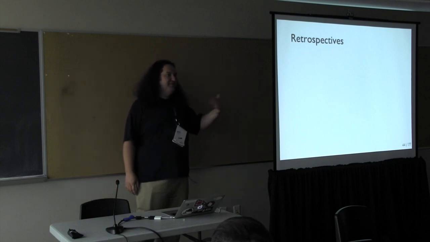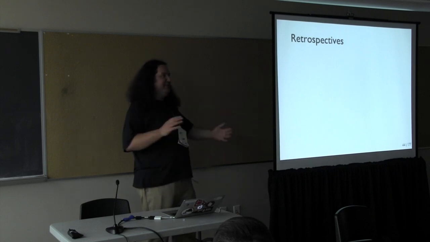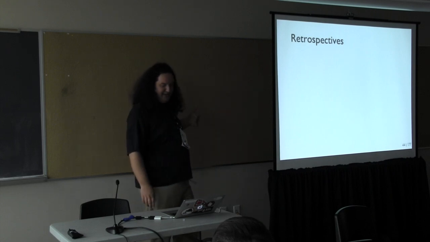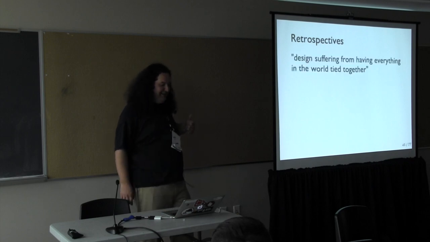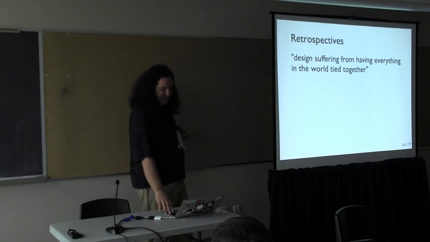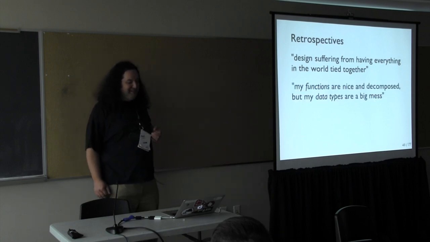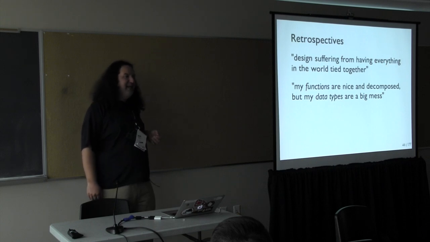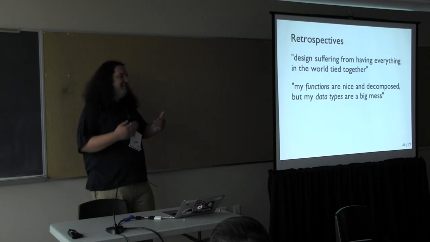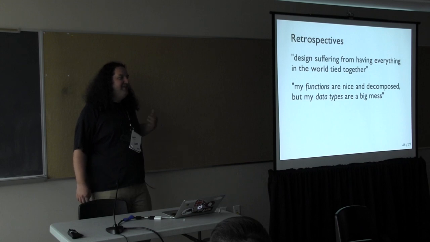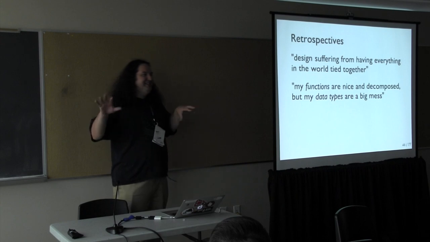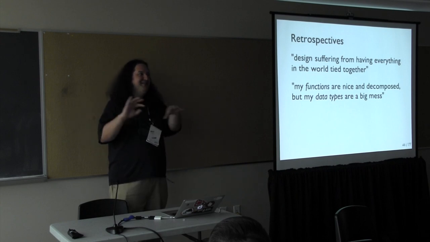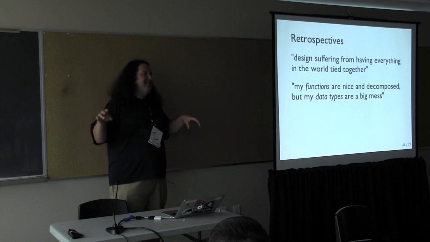And one repeated point that had been coming up in the last couple of days, as my code got big enough to do anything interesting, was, I wrote at one point, my design is suffering from having everything in the world tied together. Or, my functions are nice and decomposed, but my data types are a big mess. So I was getting to the point where, if I was in an object-oriented language, I would have known exactly what to do next. I would have started breaking things up into little objects and making those little objects talk to each other in little clear ways.